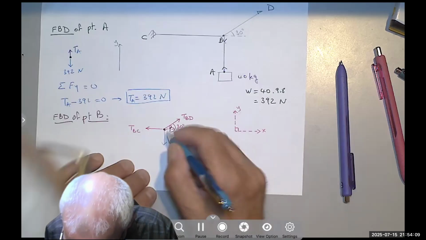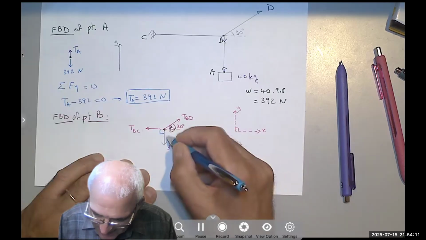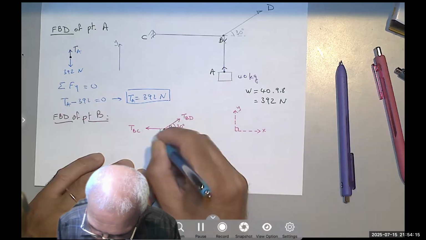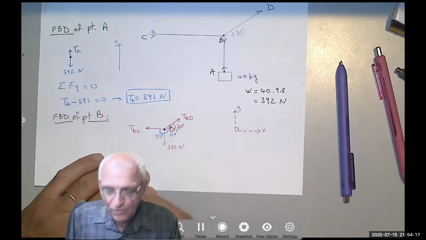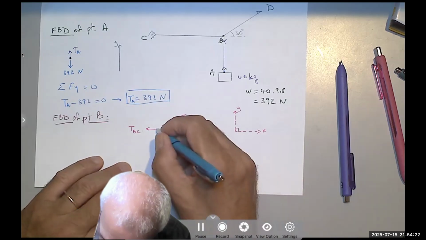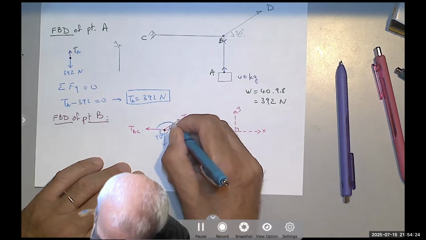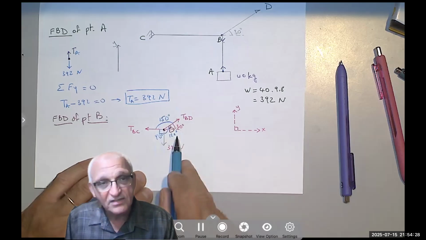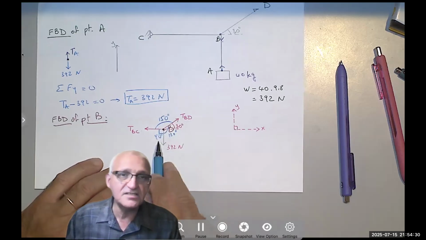What is this angle? That's a 90. What is this angle? It's 90 plus 30, so it's 120. And what is that angle? Well, if everything is 360, then what is that? 150 degrees, right? 150 plus 120 is 270 plus 90 is 360.